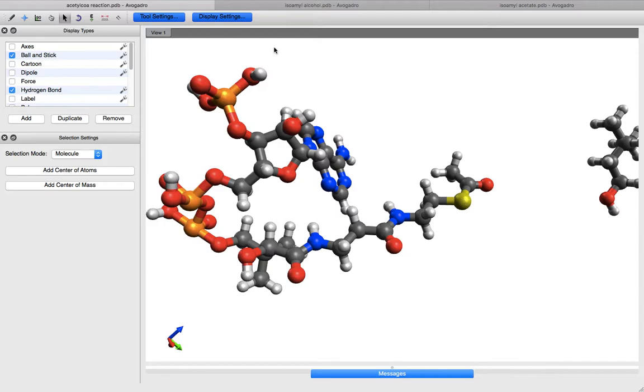Now, acetyl-CoA is a combination of two molecules, you could say. You've got the CoA, which is everything up until the yellow sulfur group. And then the acetyl group is this end group here. All right, and as you will see, this is going to be a very important player in the chemical reaction.